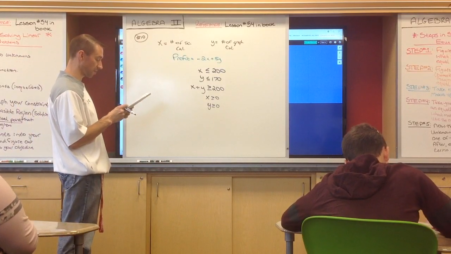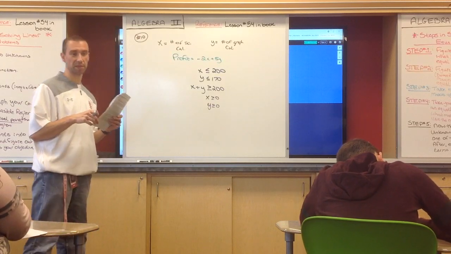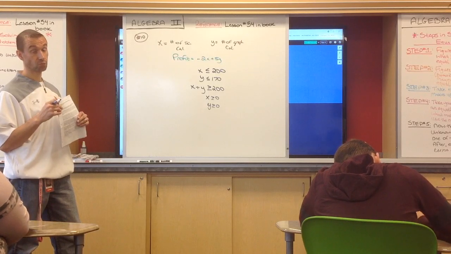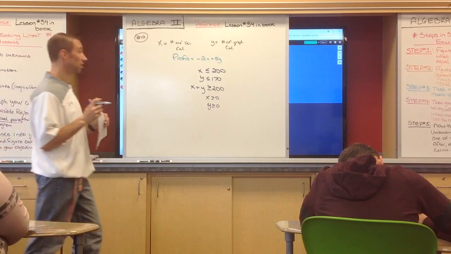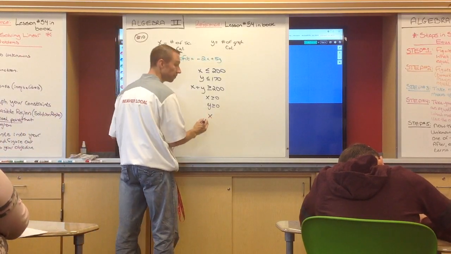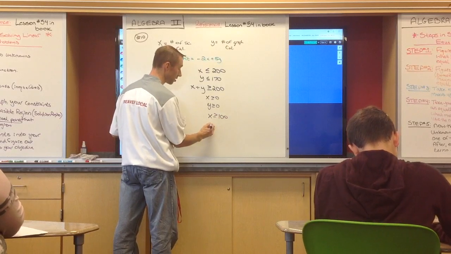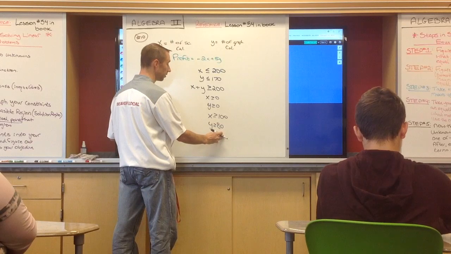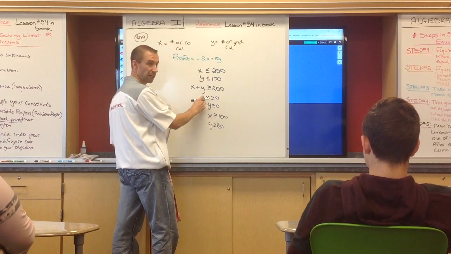Okay, so what does that say? It says expected demand at least 100 scientific and 80 graphing calculators must be produced each day, right? So, how does that change this? X is what? Greater than or equal to 100. And what else? Y is greater than or equal to 80. Now, if X is greater than or equal to 0, what does that mean for this right here?